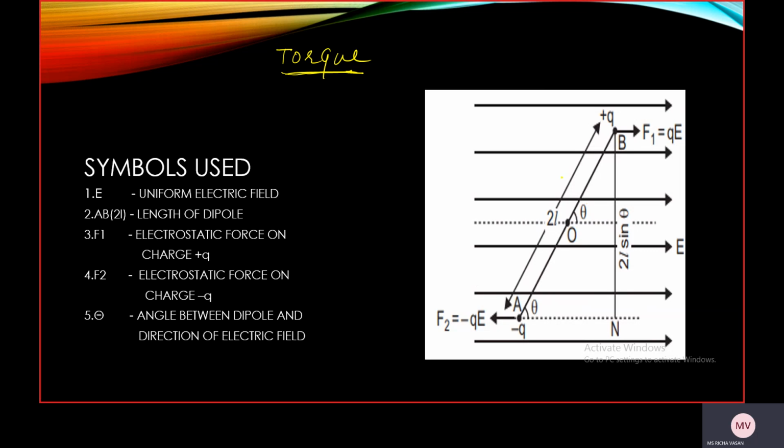So we say that let us consider an electric dipole consisting of two equal and opposite point charges minus q and plus q at point A and point B. They are separated by a small distance 2L. Now the dipole moment which will be produced, the magnitude of dipole moment, will be equal to q into 2L.